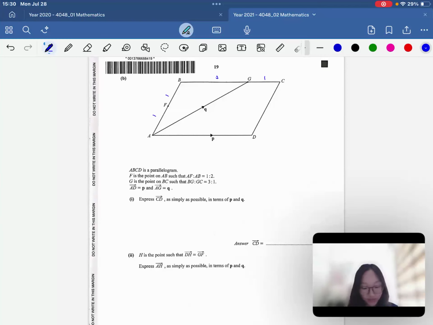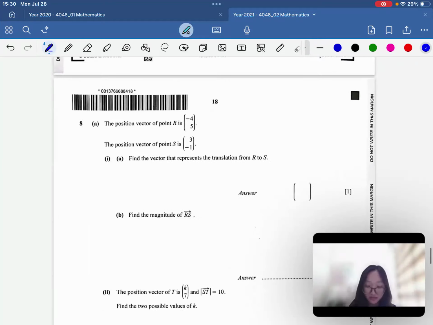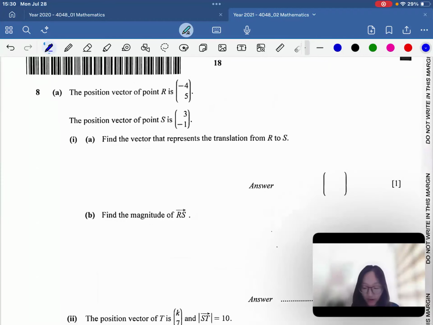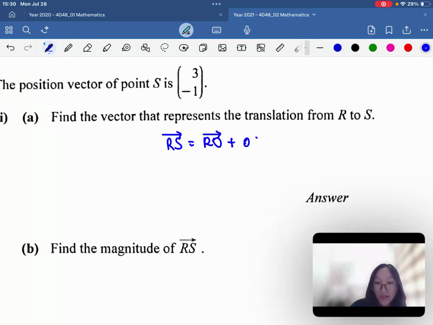Okay, now we're going to continue with question 8. So question 8 is a vectors question. We're given the position vectors of both R and S, and they want us to find the vector that represents RS. Okay, so RS is simply equal to RO plus OS.